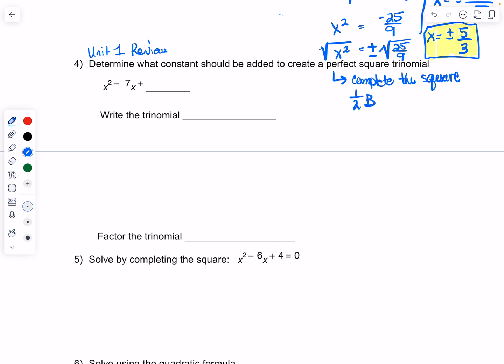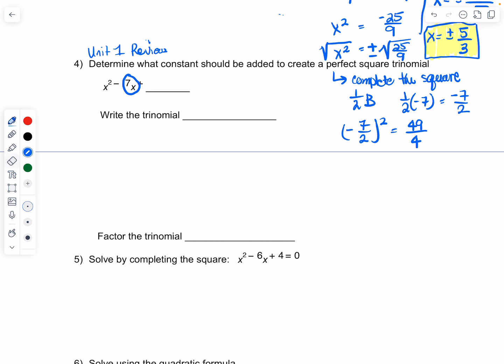Okay, in order to do that, I have to take a half of my b term. And my b term in this case is the value in front of the x. So it's -7. So 1/2 times -7 equals -7 halves. Okay, and then I have to square that value. So complete the square, right? So I'm going to square both sides. So what this does is I get 49, which is 7 squared, over 2 squared, which is 4. And a negative times a negative makes a positive, and that's how I got a positive 49 fourths.